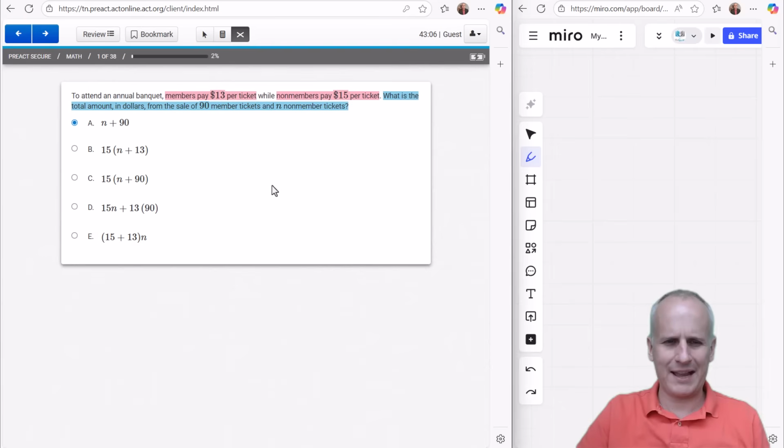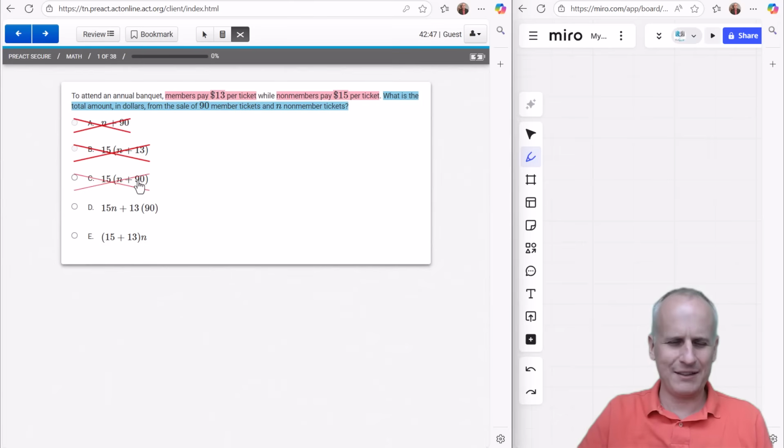And I'm going to pick my answer eliminator and get rid of ones that do not. So we need to take our 90 member tickets and multiply by the $13 per ticket for members. So we can eliminate choice A because we don't have a 13 times 90. I can eliminate choice B because once again, we don't have 13 times 90 for the member revenue.